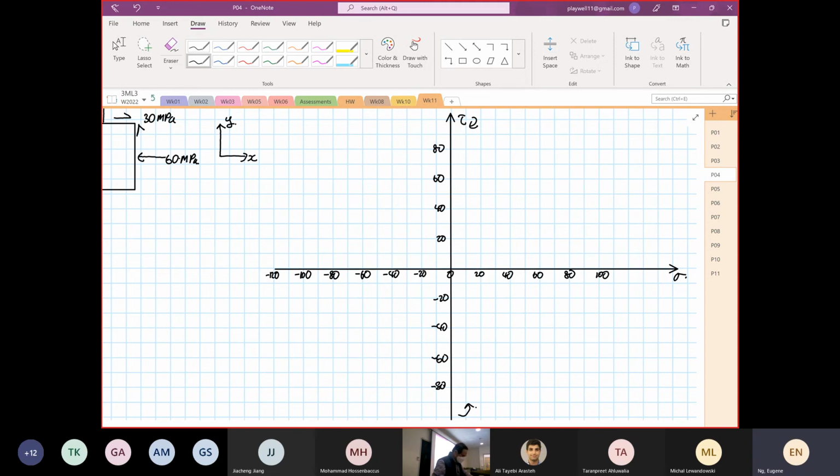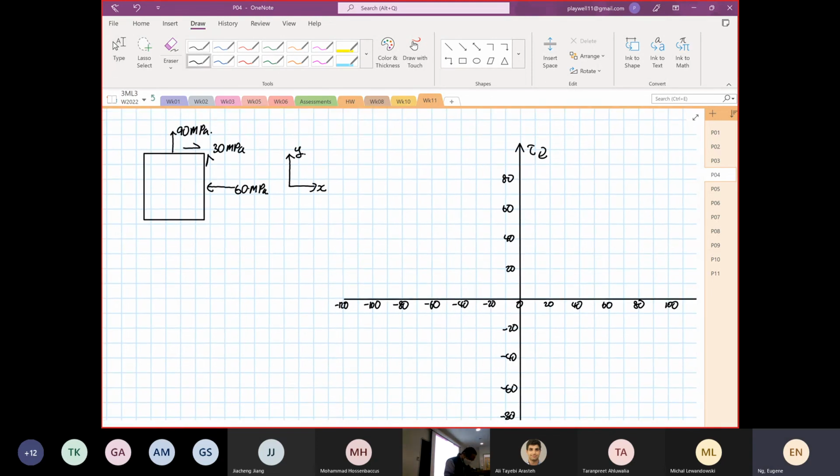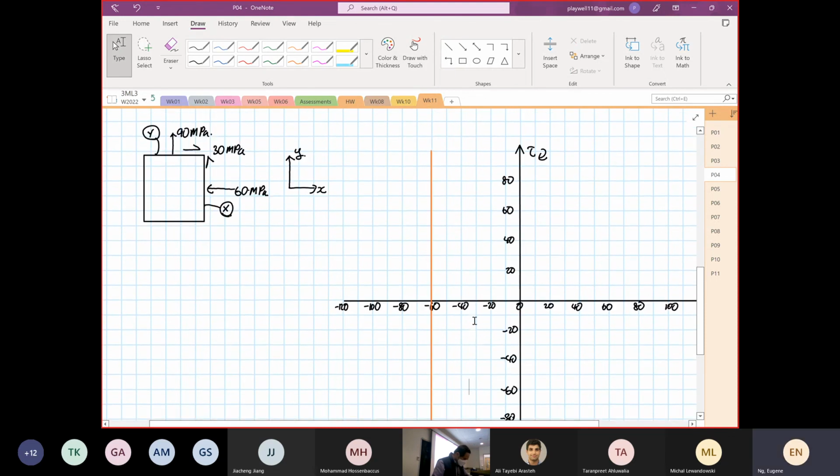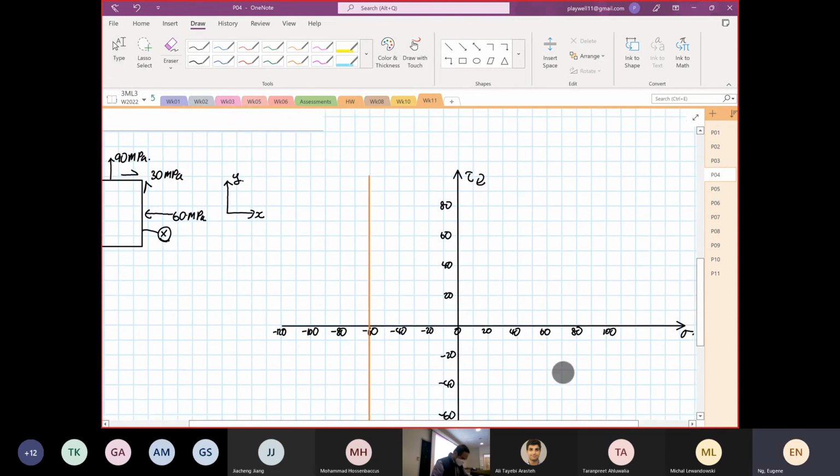So once you are ready, we know that one stress state. We are going to label this our point X, and we're going to label this our point Y. One is point X, one is point Y. Then we are going to draw our normal stress line. So one is at minus 60, and one is positive 90.